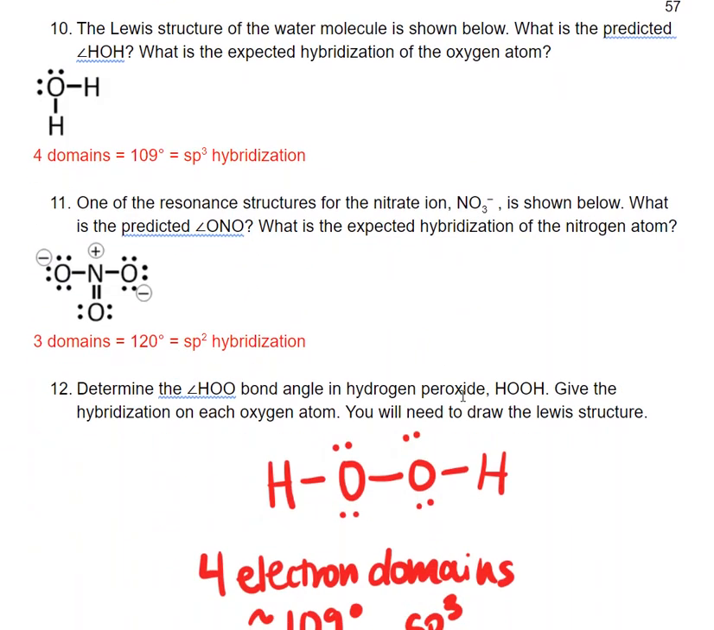The Lewis structure of water is shown. What is the expected hybridization? So we have 4 domains, which means we're expecting bond angles around 109, and so we have sp3 hybridization.